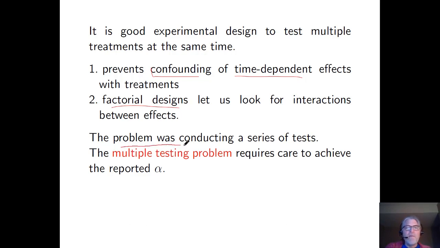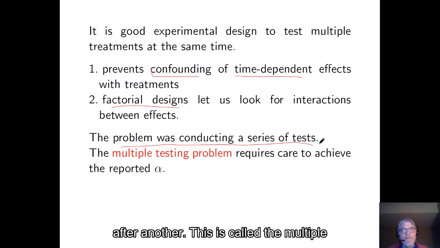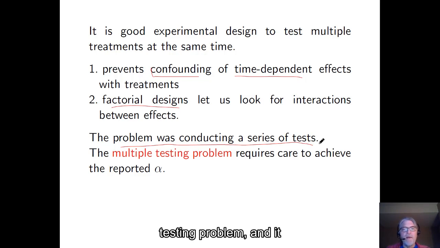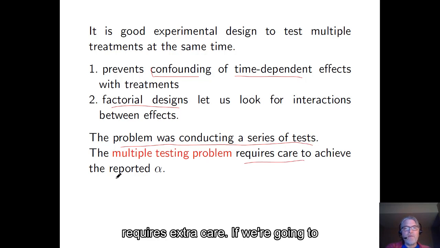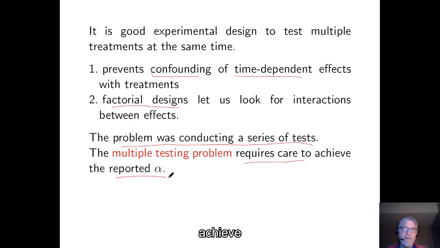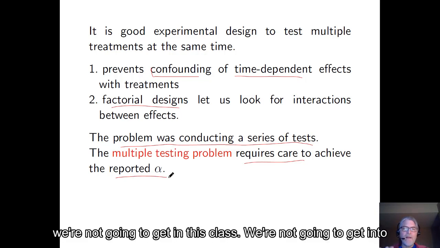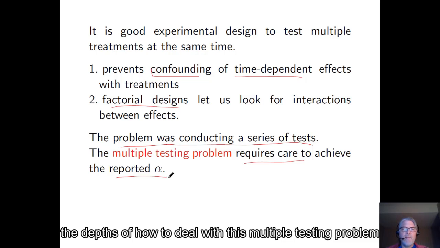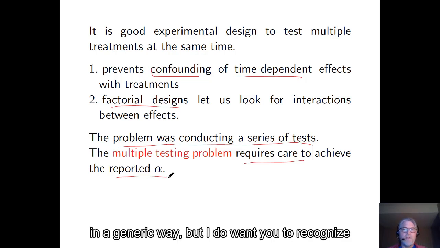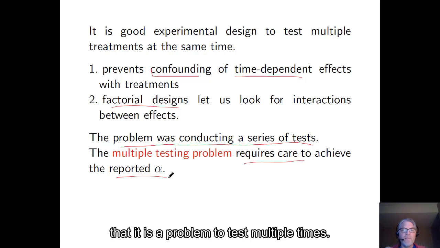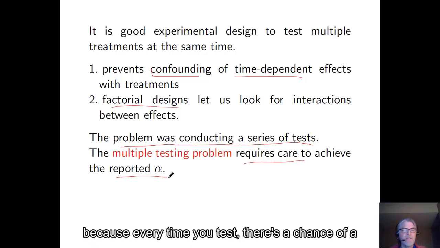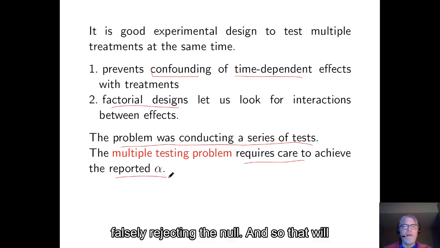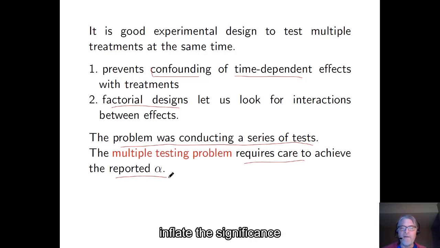The problem is I was talking about conducting a series of tests, one after another, and this is called the multiple testing problem, and it requires extra care if we're going to achieve the reported alpha that we're telling our readers about. We're not going to get into the depths of how to deal with this multiple testing problem in a generic way, but I do want you to recognize that it is a problem to test multiple times, because every time you test, there's a chance of falsely rejecting the null, and so that'll inflate the significance level of the test. So be aware that that's a problem.